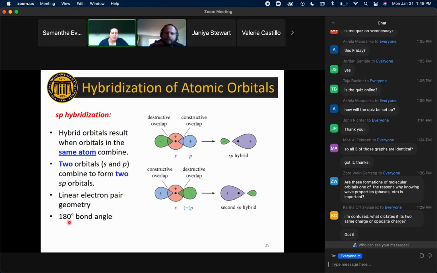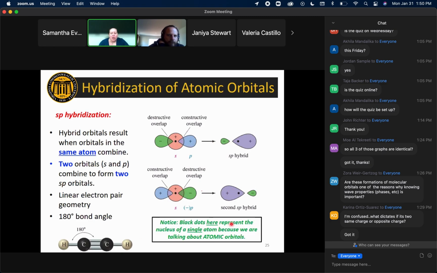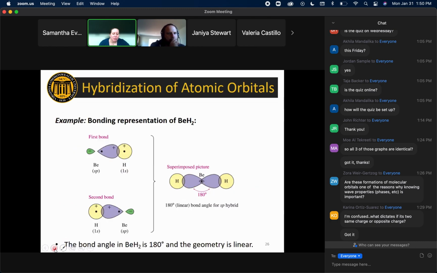And this will enable us to build molecules with a 180-degree bond angle, like what you see in acetylene, where this carbon is bonded only to two other things. And just one more time, all of the nuclei that I'm showing you on this page are representative of the same nucleus. The black dots on this page are only one nucleus because we're only talking about atomic orbitals on one atom.